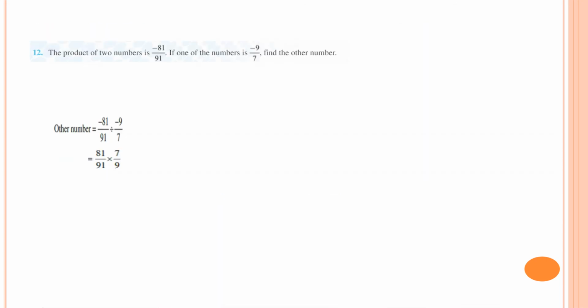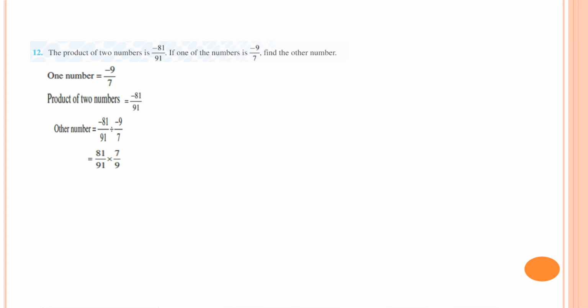So we'll continue with question number 12. The product of two numbers is minus 81 by 91. One of the numbers is minus 9 by 7. Find the other number. So one number is minus 9 by 7. Product of the numbers is minus 81 by 91.